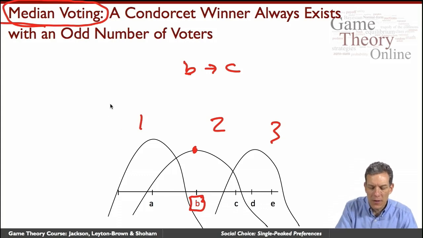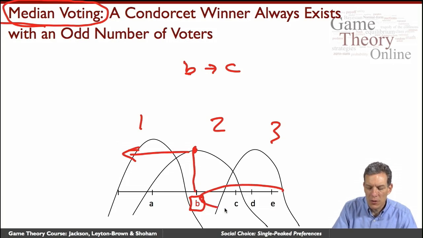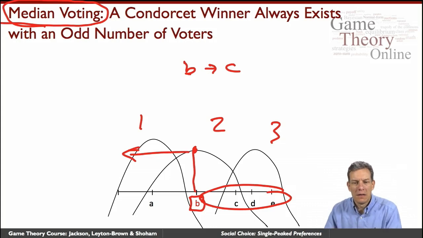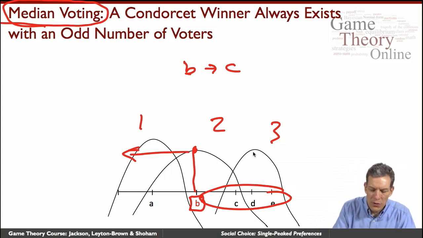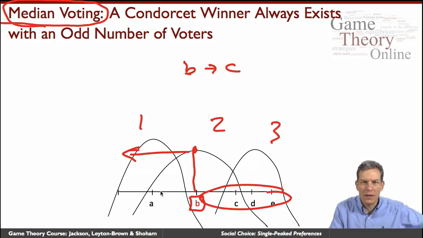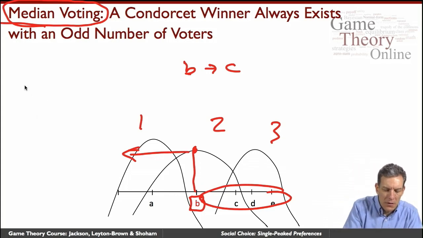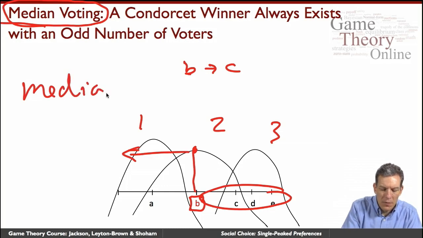Given the fact that when we look at the median voters, all the voters to the left of the median are going to prefer the median's peak to any alternative which lies to the right, because going further to the right is bad. And similarly, we're going to have a majority of people on the right preferring the median's alternative to anything that's to the left of the median's most preferred alternative. So the median outcome here is a Condorcet winner.